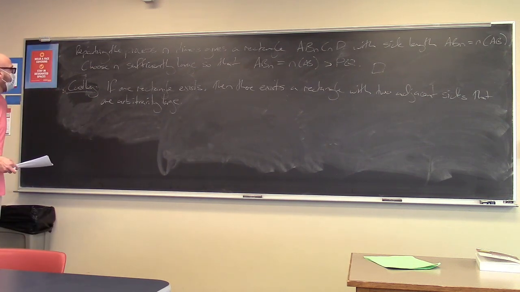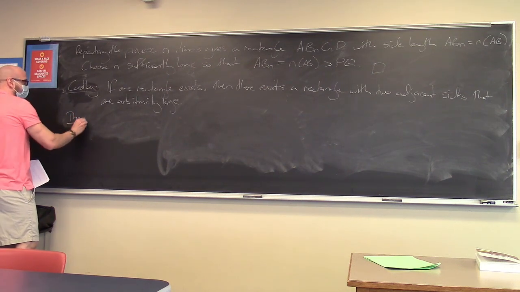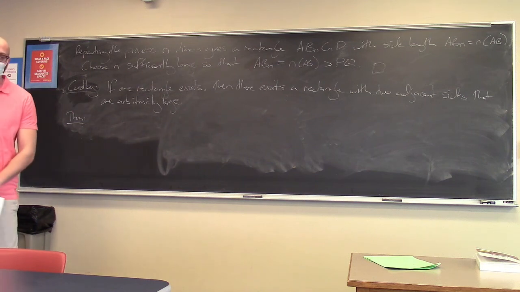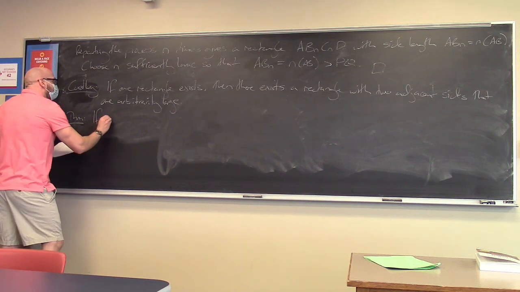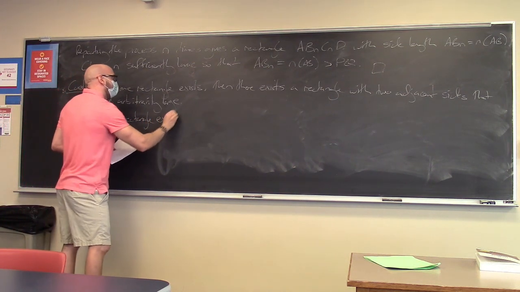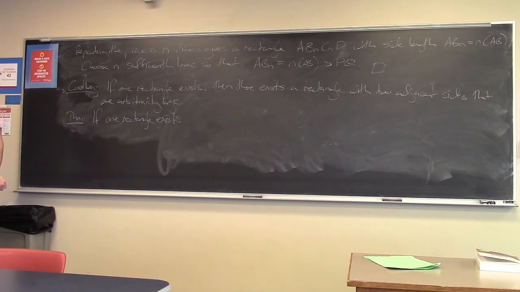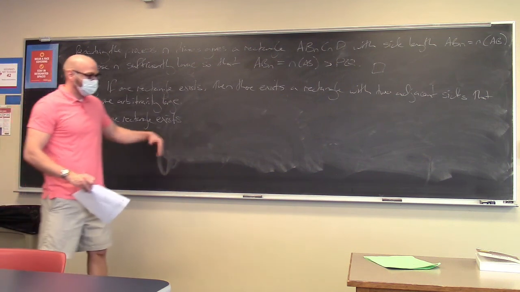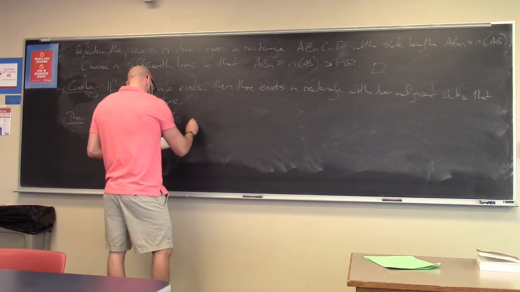And I'll state one more theorem. I don't want to prove it. I'll leave the proof to the text if you want to look at it. I can sketch out the very quick idea though. If one rectangle exists, then not only can you construct arbitrarily large rectangles, but you can construct rectangles of any size that you want. So if someone gives you two sides and says, construct me a rectangle of this size, then you can do that.